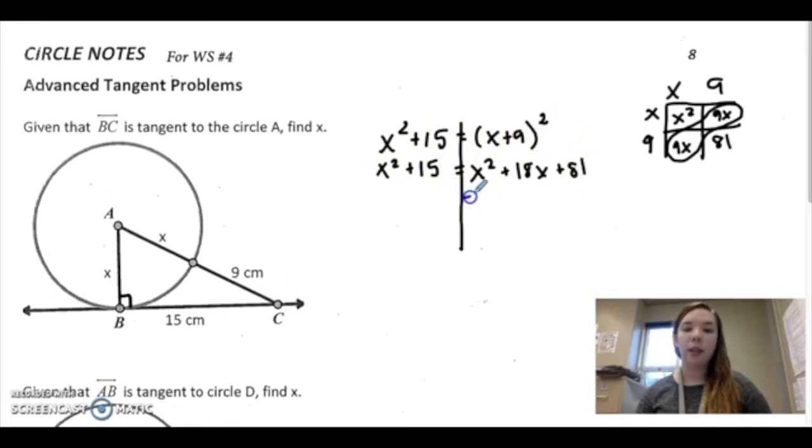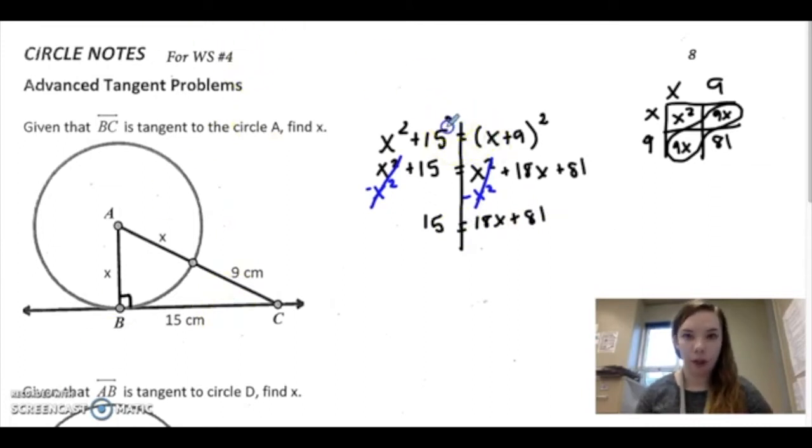At this point, if I try to get my x squareds on the same side, they're both going to cancel out. So then I have 15 equals 18x plus 81, and now it's easier to solve. Actually, I forgot to square this. So it would be 225 here.